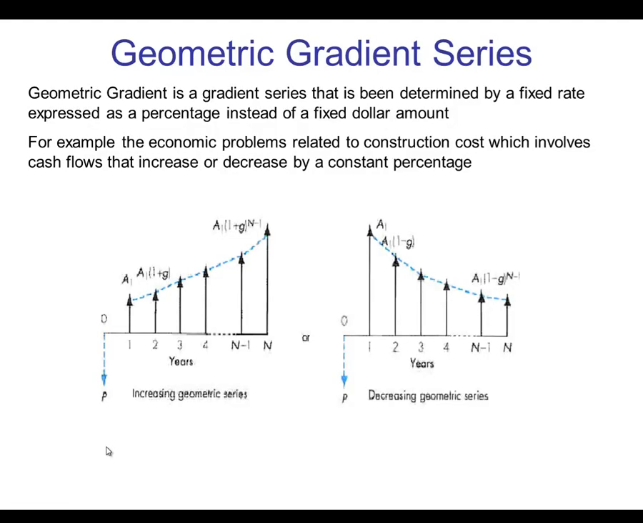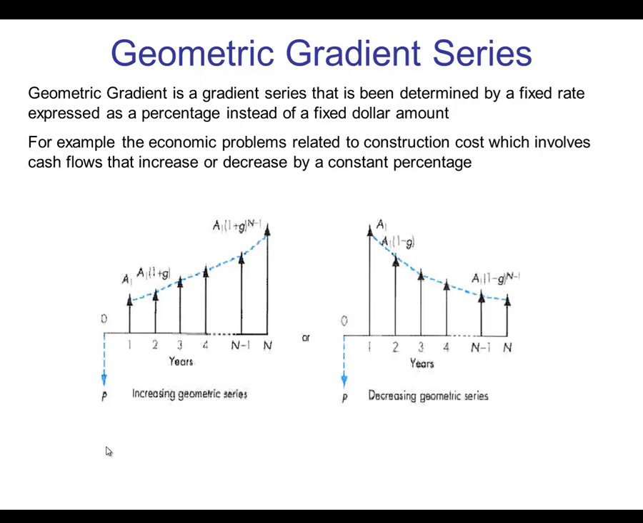Another non-equal payment example is the geometric gradient series. The geometric gradient is a gradient series that is determined by a fixed rate expressed as a percentage instead of a fixed dollar amount. In the first one, we said that we have a G amount, uppercase G, that represents the money increase, and those are the equal gradual either increase or decrease in the amount. While in this case we are talking about more of a percentage. It's a percentage increase, not a dollar amount increase or decrease.